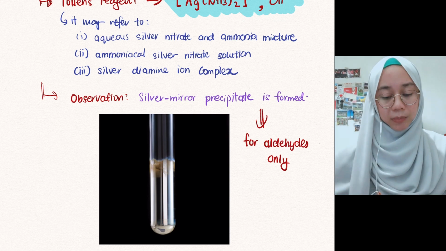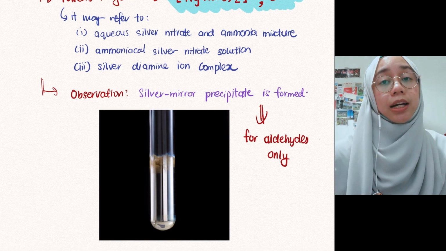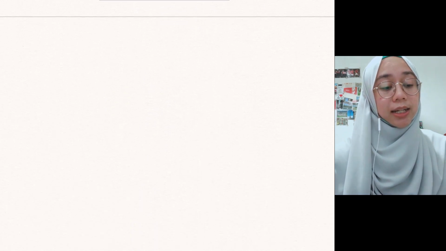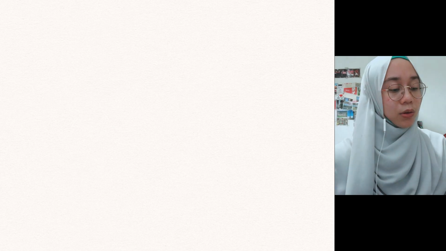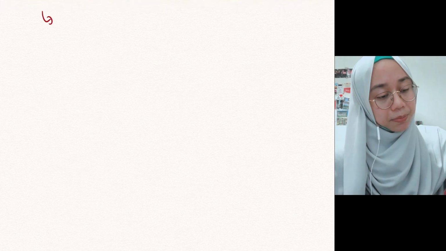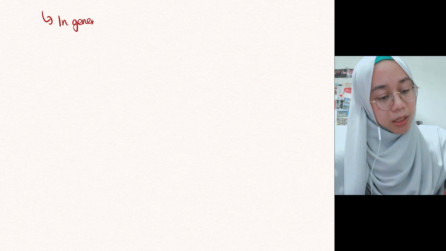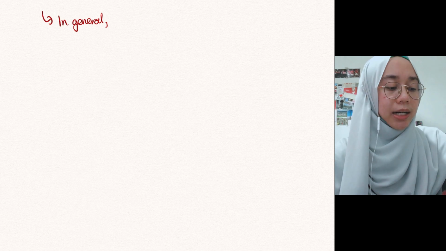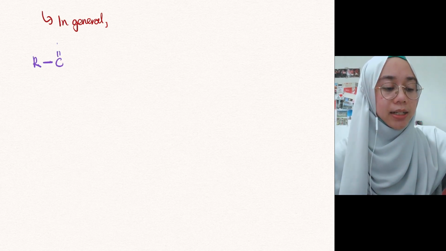Okay, so kita teruskan kepada contoh. Tapi before kita tengok contoh, kita tengok secara general dahulu macam mana kita nak tulis equation dia. So in general, since it only gives a positive result for aldehyde, Miss just terus buat aldehyde je.